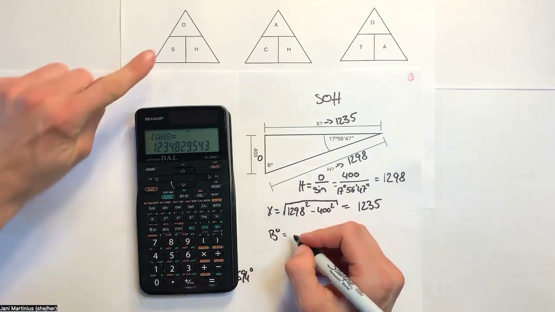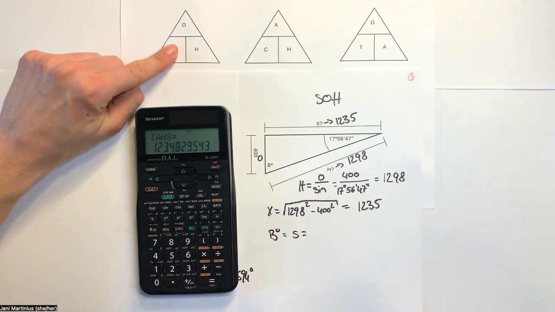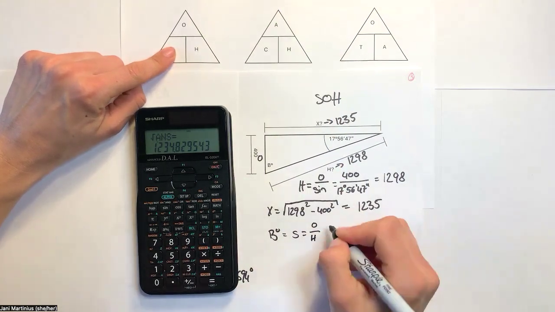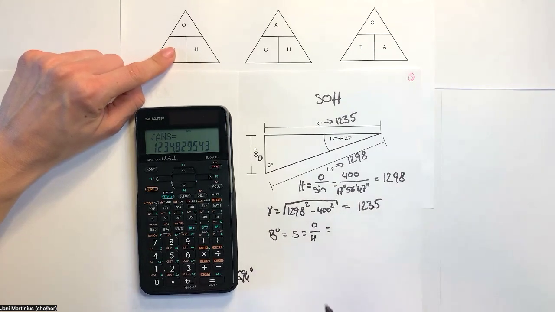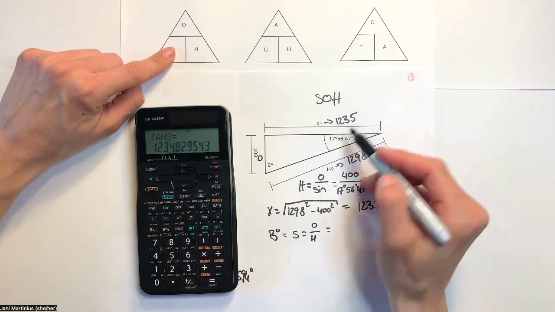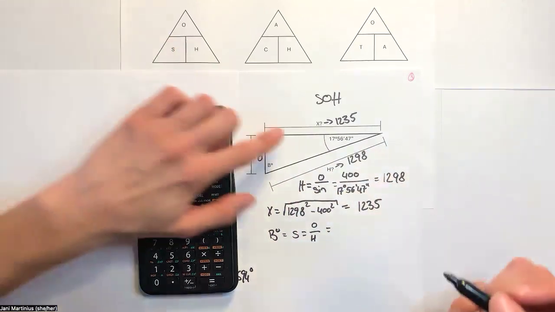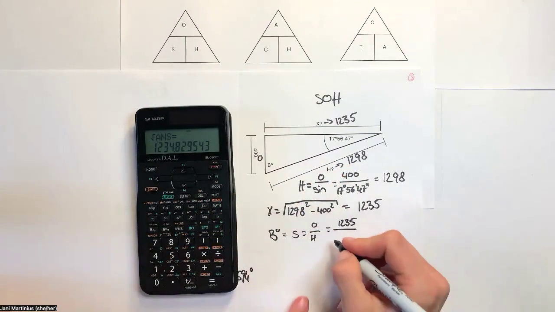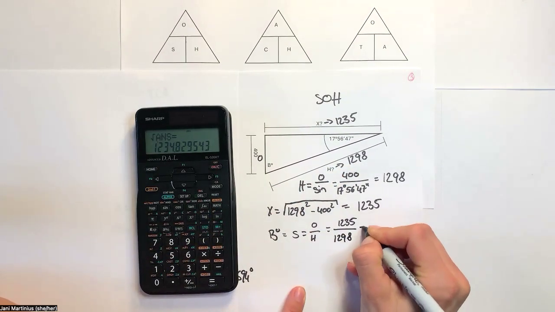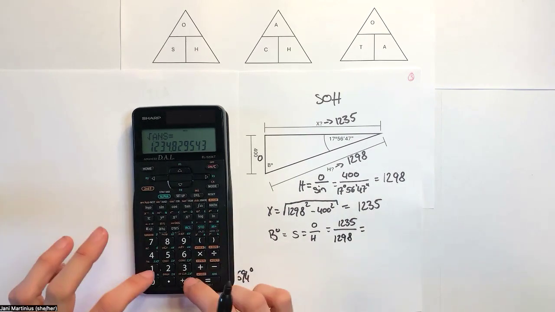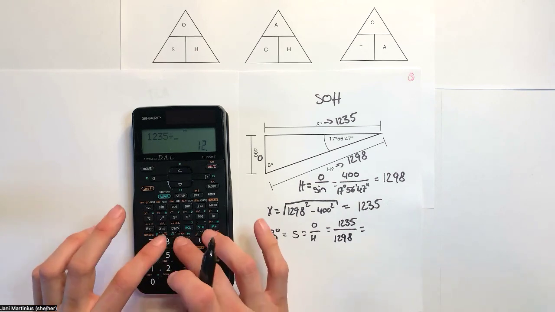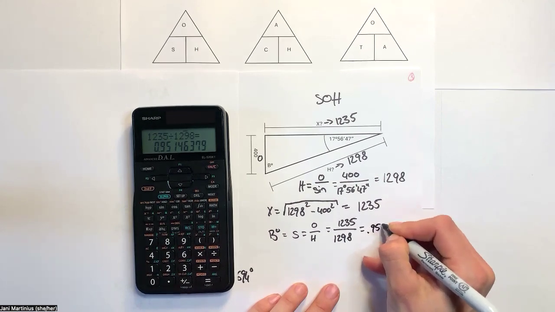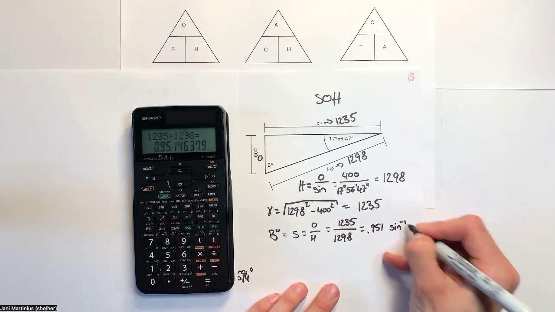Okay, so let's find that out again. So sine equals opposite over hypotenuse. Okay, so now we can punch in those numbers. Opposite is our x, right? There we go. So 1235 over our hypotenuse, 1298. So 1235 over 1298. Now that gives us the ratio again. So 0.951, and we need the inverted sine function.